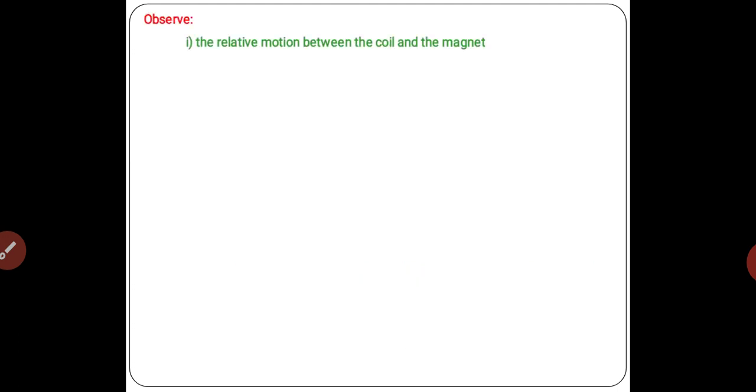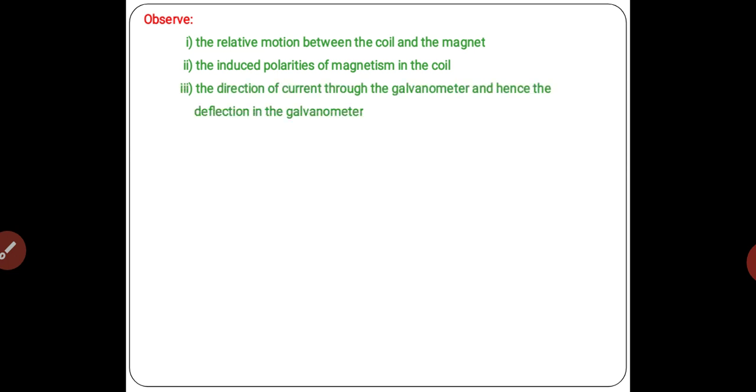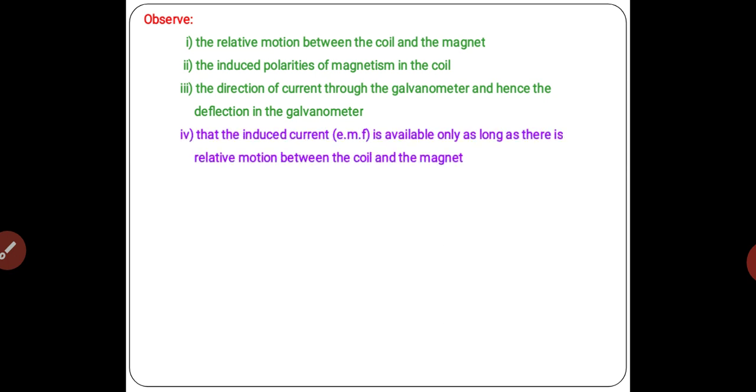Now we can make a few observations on this magnet-coil experiment. The relative motion between the coil and the magnet, the induced polarities of magnetism in the coil, and the direction of current through the galvanometer all matter. The induced current is available only as long as there is a relative motion between the coil and magnet.